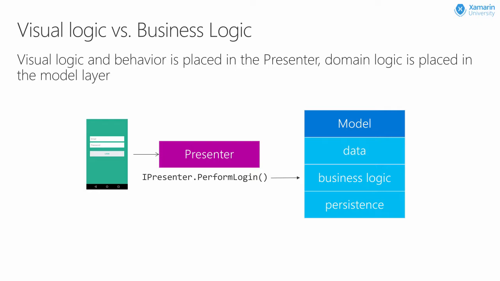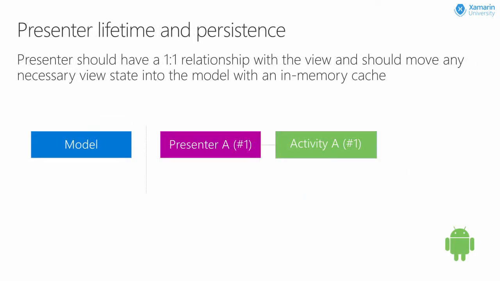The model would be updated based on that decision, and the presenter would move to a new activity to let the user into the app. The presenter doesn't make sense without a view. It comes with the view and it goes when the view is destroyed. It manages one view at a time.